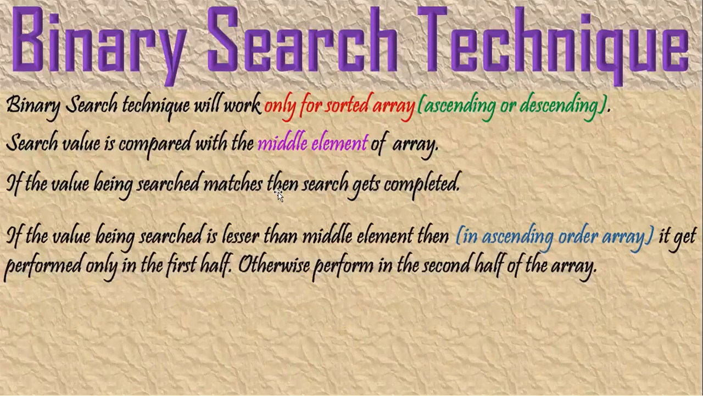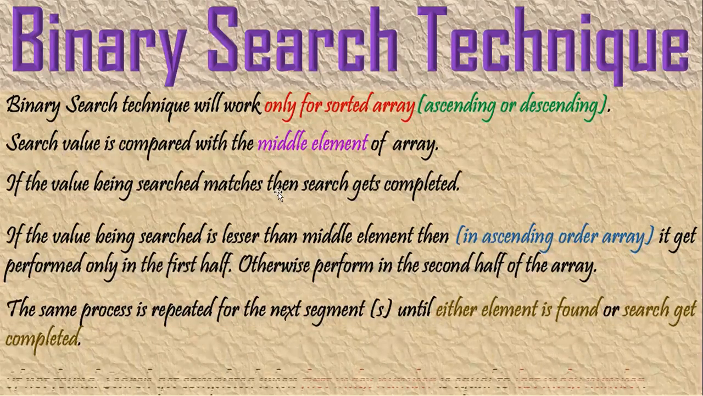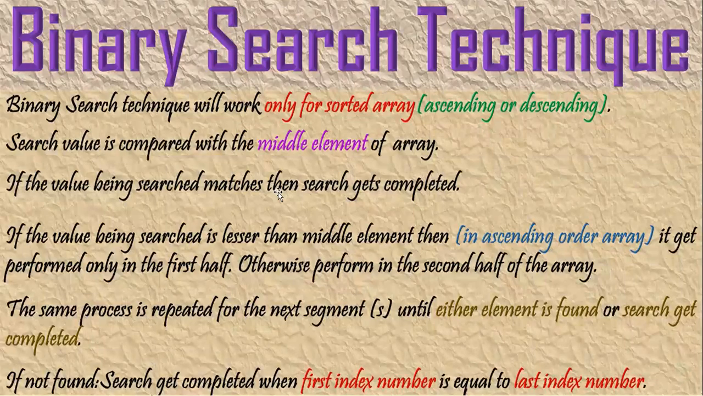For example, if the value being searched is lesser than the middle element, then the search is performed only in the first half. This is in the ascending order array. If the value being searched is greater, then it will be performed in the second half of the array. This process will keep on repeating until the element is found or until the search is completed. If the element is not found, then the search will be completed when the first index number is equal to the last index number. We will understand this by a few examples.